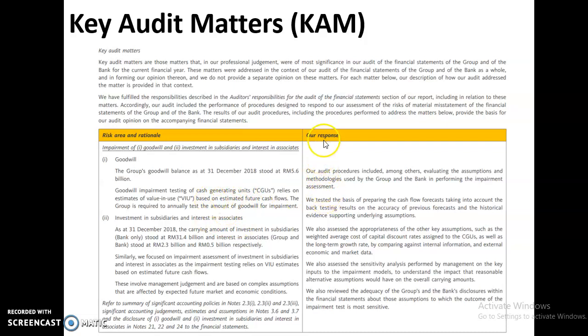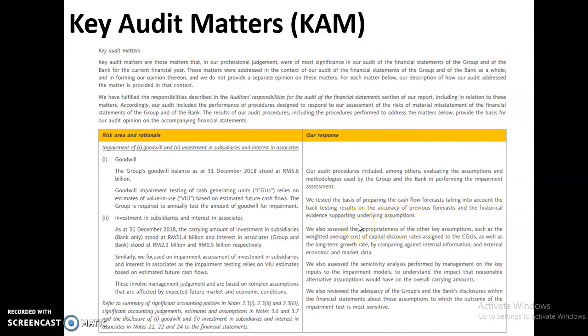So our response, that means the auditor's response, is such that our audit procedure included, among other things, evaluating the assumptions and methodologies used by the group and the bank in performing the impairment assessment. And then we further elaborate, we tested the basis of preparing the cash flow forecast, taking into account the back testing results on the accuracy of previous forecasts and the historical evidence supporting underlying assumptions.